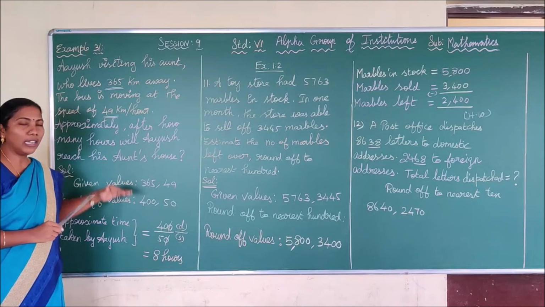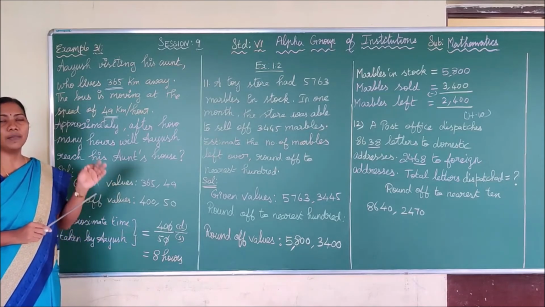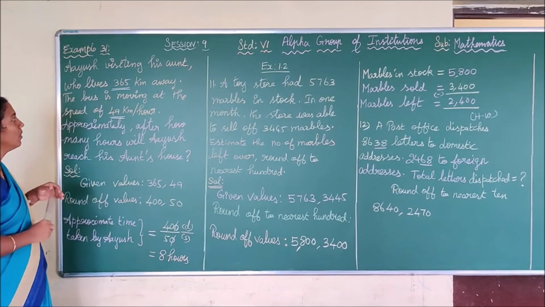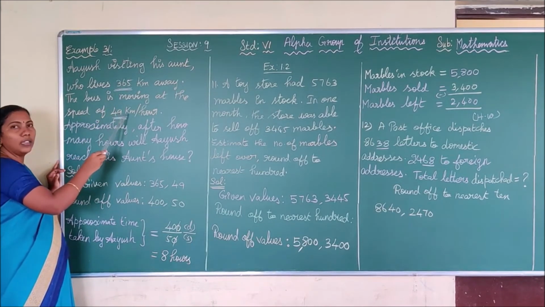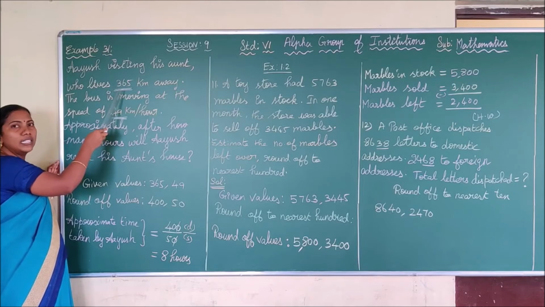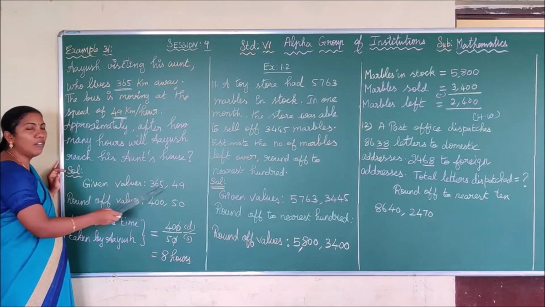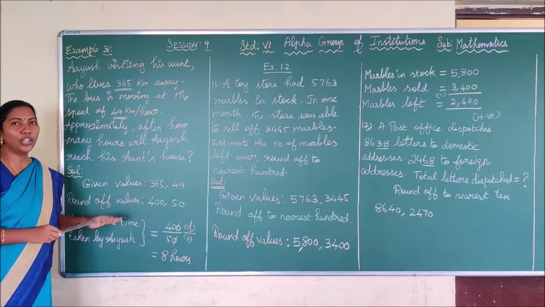Before going to calculate this, first you have to estimate the given values. What are the given values? One is 365 km, another one is 49. This is the distance and this is the speed. First you have to write the given values. Before doing the calculation, you have to estimate them.